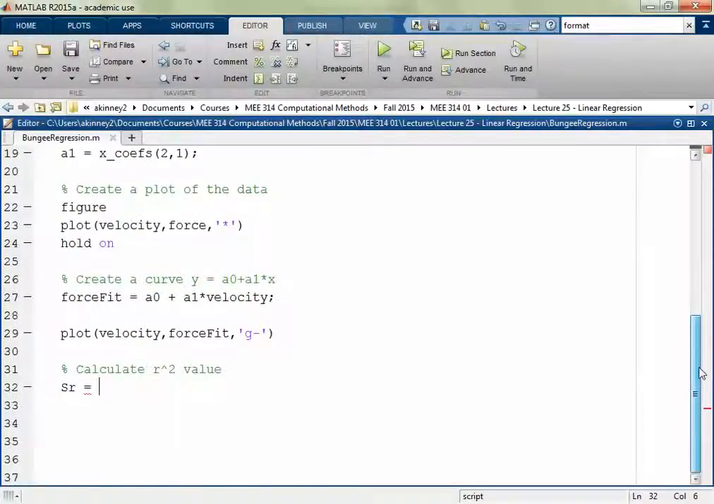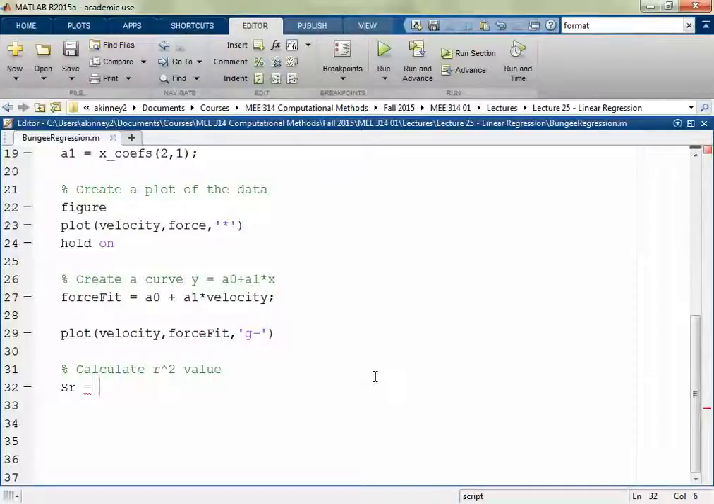So if I go back down to my SR calculation, what do I want to do? I want to take the difference between force and force fit, and then I want to sum them together. So what MATLAB code do I want to write to do that? Do I need to write a for loop to sum them together? Do I need to use something else in MATLAB to sum them together? Something else?